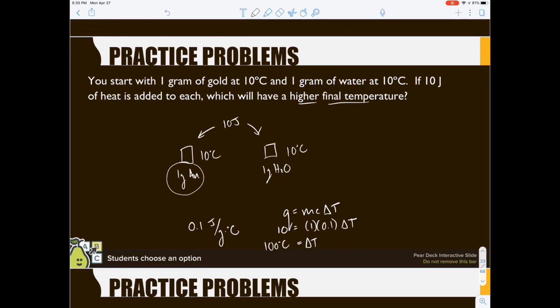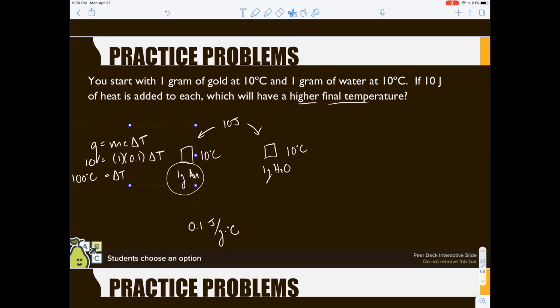Conversely, for water, we can set up the same equation. Q equals mcΔT, same heat, same mass, different specific heat. We'll say water's is 4, even though it's 4.18. When we do this, we get 2.5 degrees. So you can see that because water's specific heat capacity is 40 times greater than gold's, when the same amount of heat is transferred to them, water's temperature change will be 40 times less than gold's.